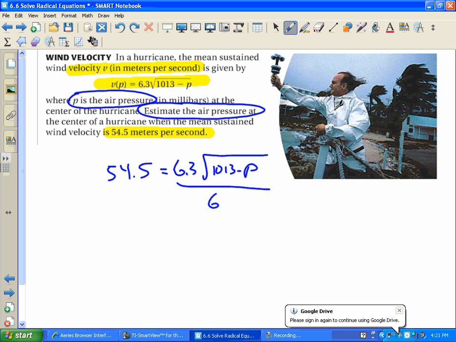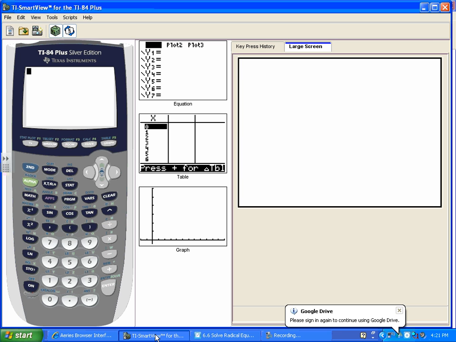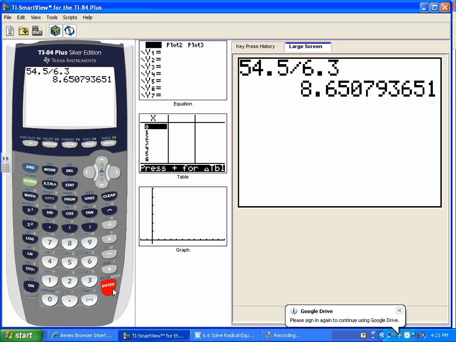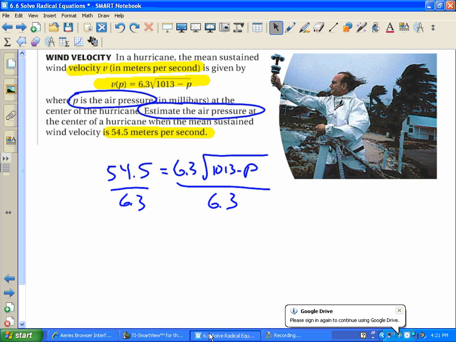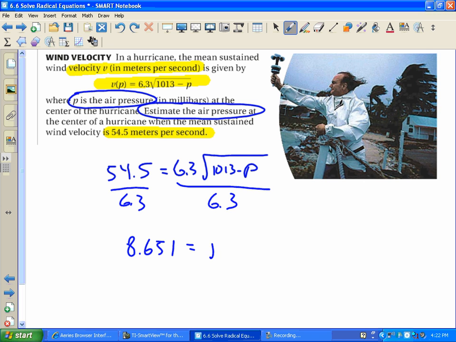First thing we're going to do, divide both sides by 6.3. I'm going to use my calculator for that because I don't know how to do it in my head. So that's going to be 54.5 divided by 6.3. Gives us that number. I'm going to call it 8.651. 8.651 equals the square root of 1013 minus P.